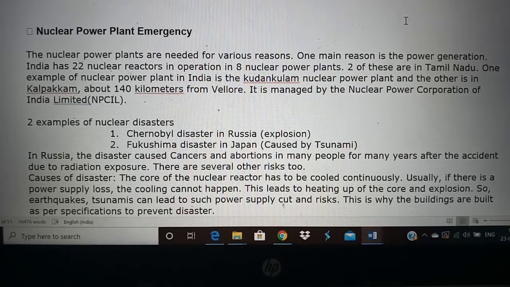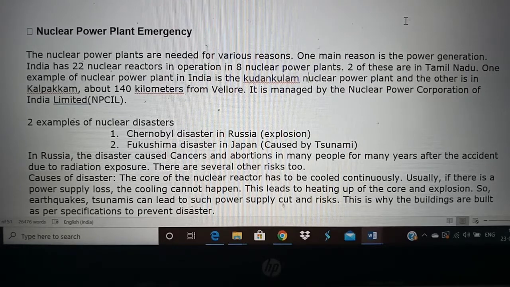There are 2 examples of previous nuclear power plant accidents. The first one was in Chernobyl in Russia. Here there was a blast, that is an explosion, which caused the accident. And the next one was Fukushima disaster in Japan. This was caused by a tsunami. Just like Kudankulam, this Fukushima nuclear reactor was also present near the sea. So when the tsunami came, all the sea water entered the nuclear power plant and it prevented people from going inside, and the regular function stopped. The power supply was not there. So that is the explanation of how this accidents can occur.